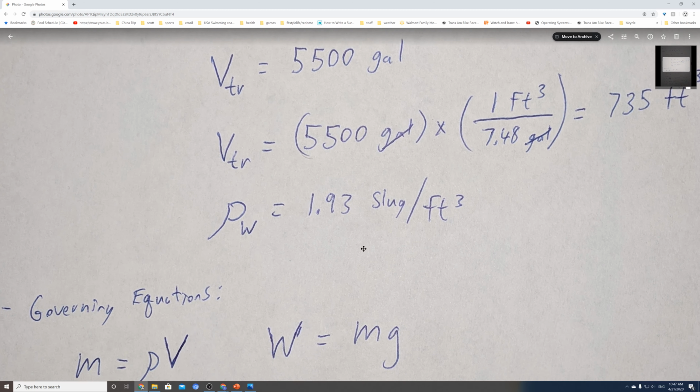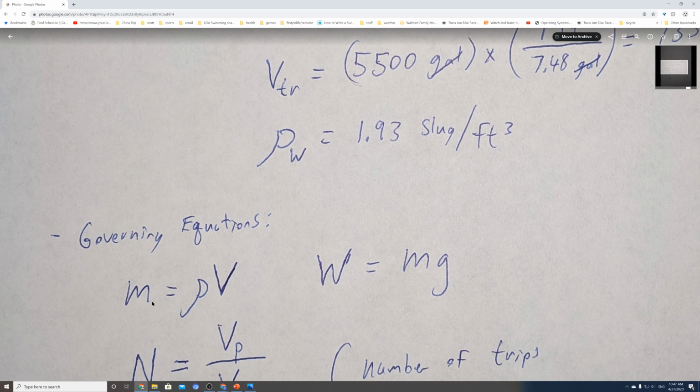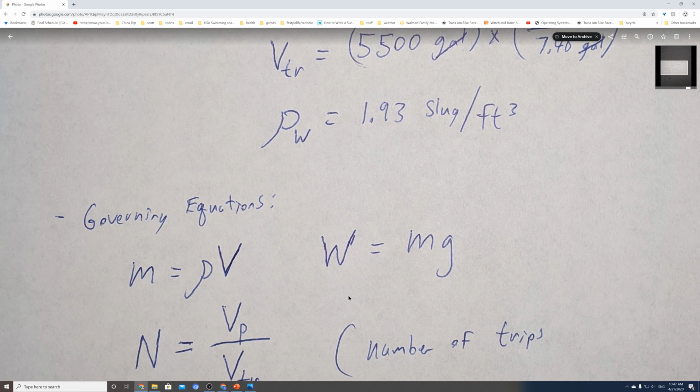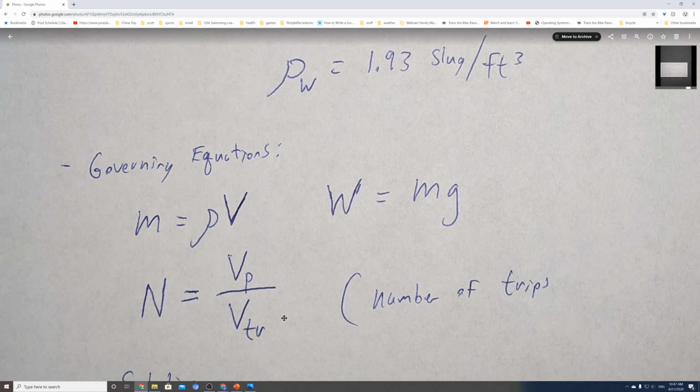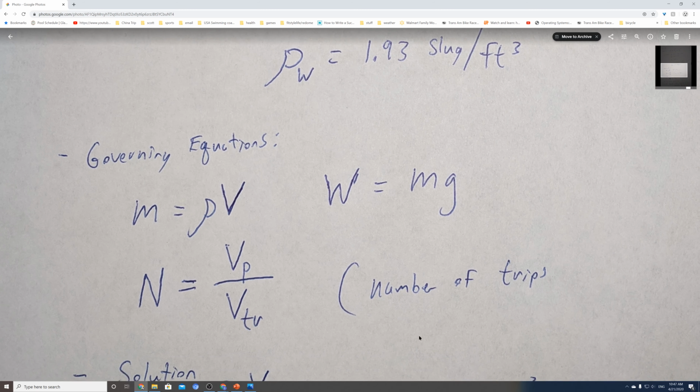All right. So governing equations: mass is equal to the density times the volume. The weight is equal to mass times gravitational acceleration, and we just have to make sure we're in the right units. The number of trips is just the volume of the pool divided by the volume of the truck, so this is volume per truck load. This will give us the number of trips.